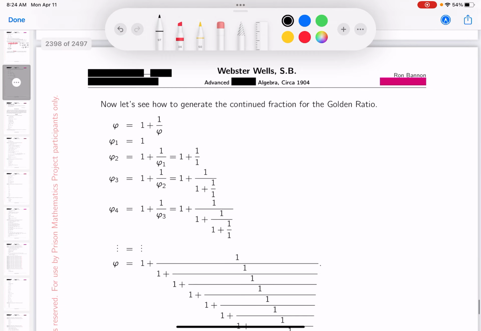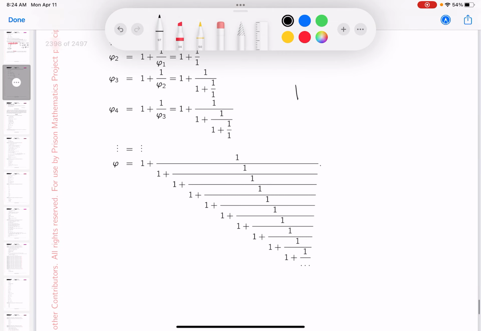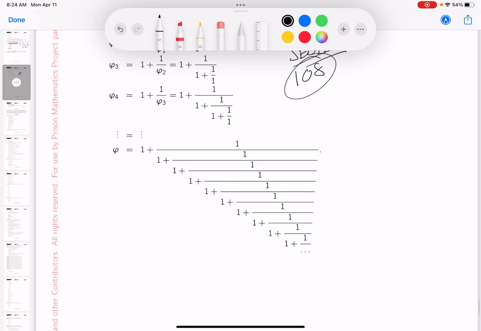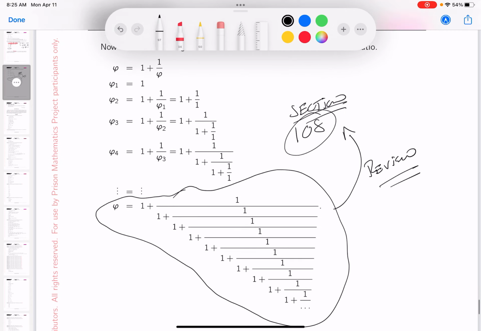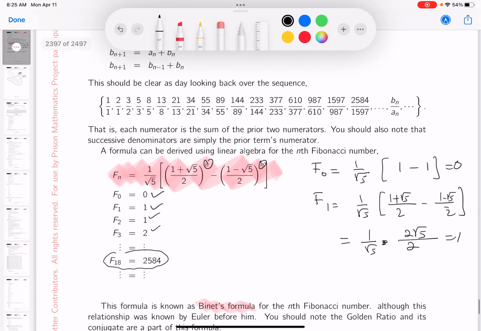Right, going back to section 108 of these notes over here, this is section. You may recall, or you may want to go back and review it, we did continued fractions. And the golden ratio has a very nice continued fraction form. All right, very nice continued fraction. Again, you may want to go back and review that section. This was just an introduction to the golden ratio and its relationship to the Fibonacci sequence.